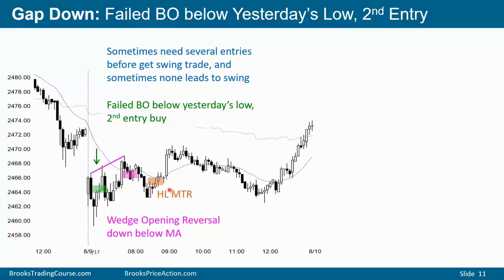And then the bulls have a higher low major trend reversal. If you want, you can call it a double bottom. Therefore, a lot of the bears who sold here would get out here. A lot of the bulls would buy here. The day ended up mostly sideways. There was a rally at the end of the day.